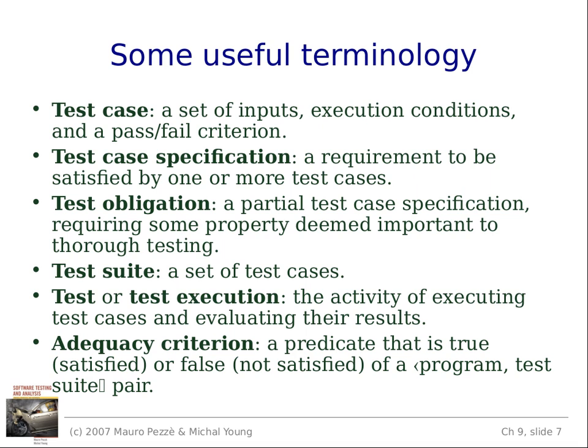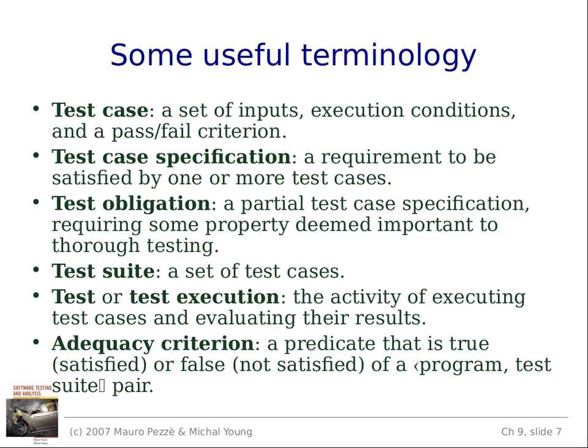So, some useful terminology. This is where we're going to start going at least a little more practical. Your test case is basically a set of inputs, some execution conditions, and a pass-fail criterion. AKA, you put these inputs into your program, you expect this output. That's a test case. A specification is a requirement to be specified. The obligation is the particular test case specification. And the suite, of course, is this group of test cases. And the actual test, or the test execution, is executing all these test cases and hopefully getting back some result. Hopefully that's useful.